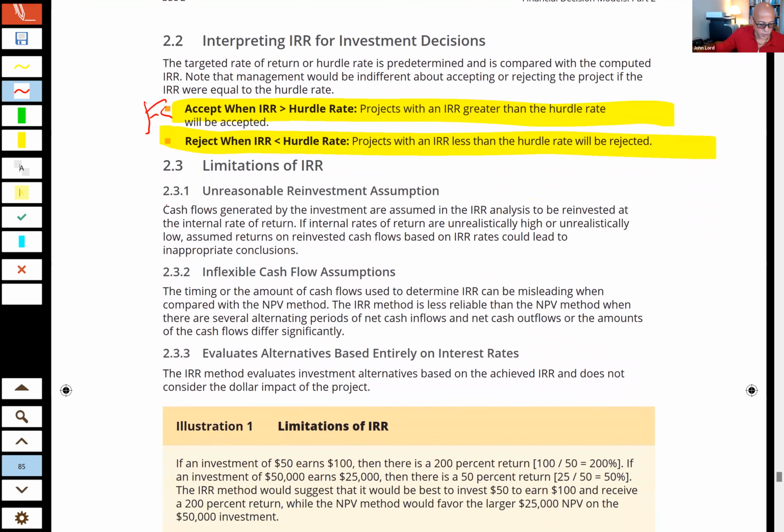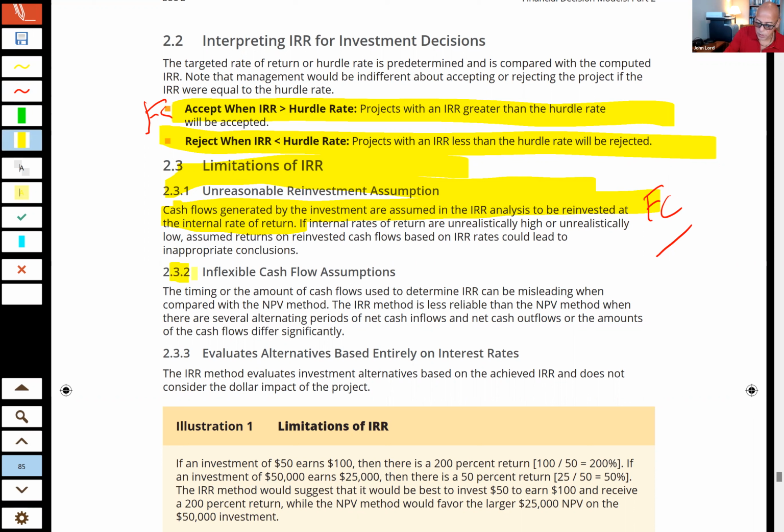Now, limitations. Let's flashcard some of the limitations here. The limitation is that it's unreasonable to say that you would be able to reinvest any money that you get in at that internal rate of return. It assumes that you're going to get those cash flows and immediately reinvest them and get that return.